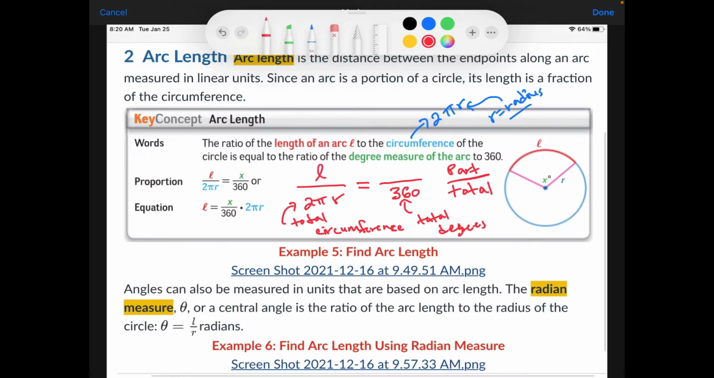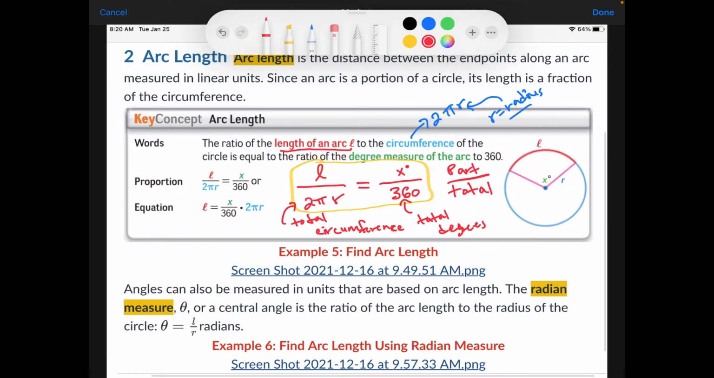And then at the top, we want part of it. So L is the length of the arc that we're trying to find, part of it. And x is also part of the degrees. This is the formula that I want you to keep in mind as we work through all of these problems. When they say arc length, think of this proportion. Compare it to the degrees, part over the total, or part over whole.